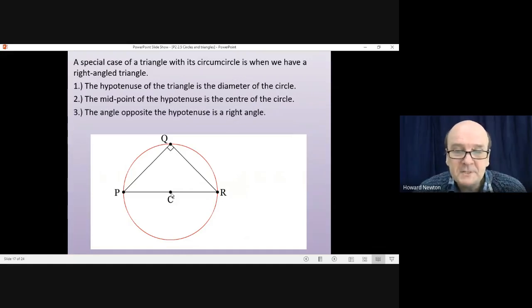The angle opposite the hypotenuse is a right angle, which comes from the circle rule, aside from just having a right-angled triangle anyway. And it is useful to remember that that means we can use Pythagoras and say, if PQ squared plus QR squared equals PR squared, then if that is true, I must have a right-angled triangle.